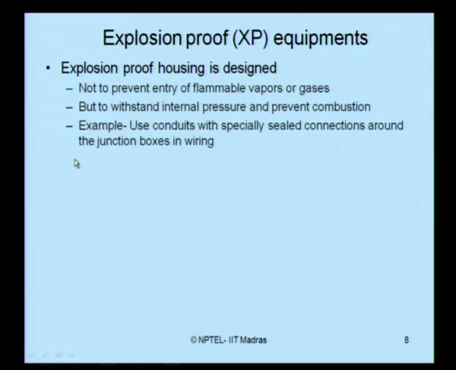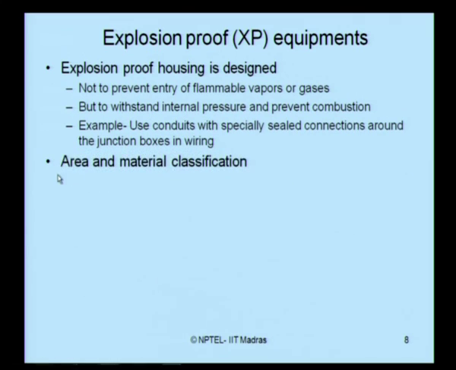For example, use conduits with specially sealed connections around the junction boxes in the wiring of the houses, and that wiring system or that house can also be accorded as an explosion proof housing. So, one can design an explosion proof housing, that is one format of preventing fire and explosion.